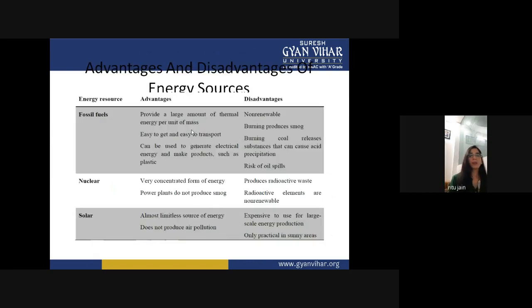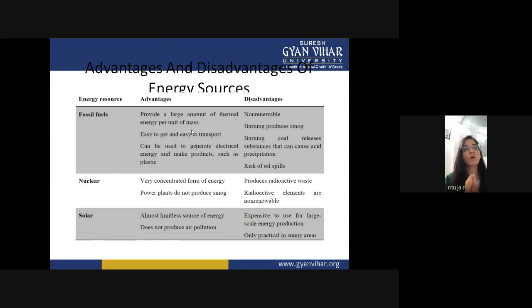Now we come to the advantages and disadvantages of energy sources. So what is energy sources? We have already discussed there are many kinds of energy sources. It may be fossil fuel, nuclear, solar. And again, it can be divided into renewable or non-renewable energy sources. So let's come to the first, fossil fuel. What are the advantages of fossil fuel? It provides a large amount of thermal energy per unit of mass.